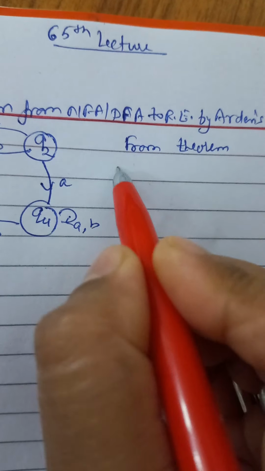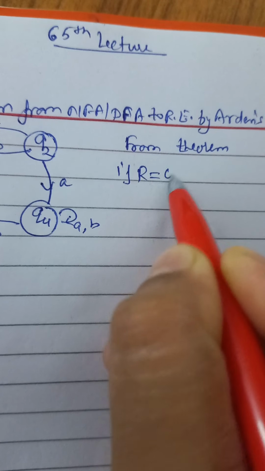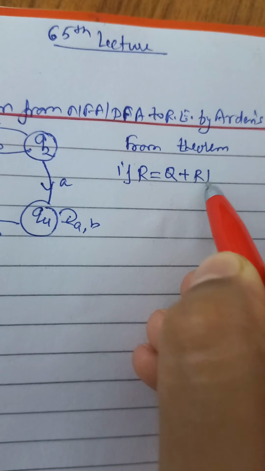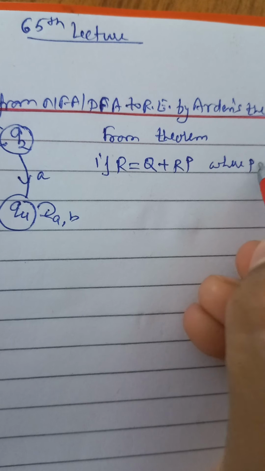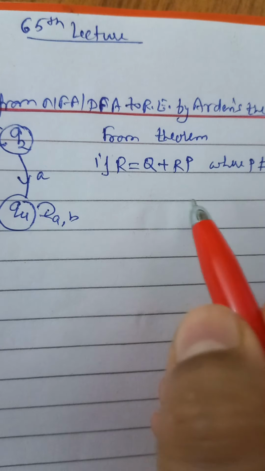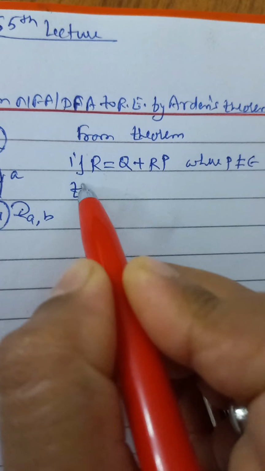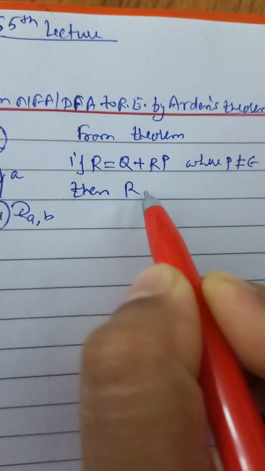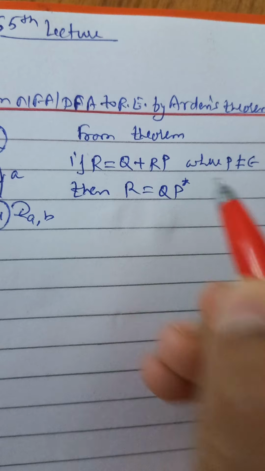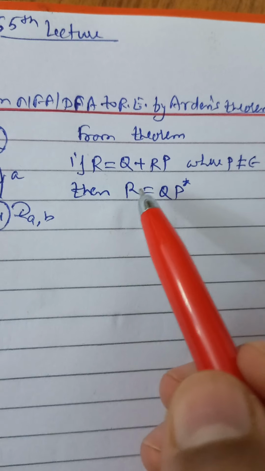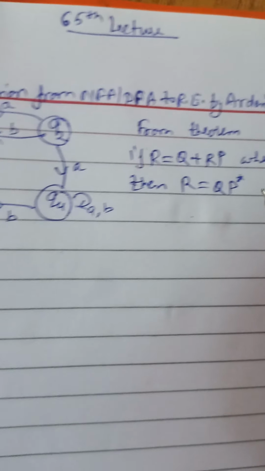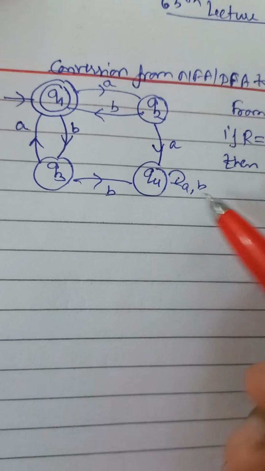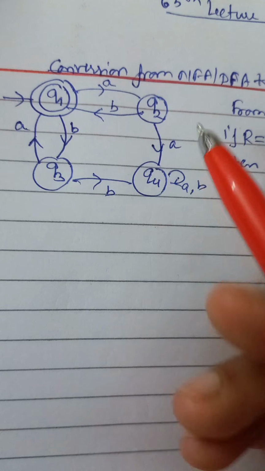What we have: if R is equal to Q plus RP, where P is not epsilon, then R is equal to QP star. This is Arden's theorem. If R is equal to Q plus RP, where P is not epsilon, then R is equal to QP star. Suppose we have this machine, so how are we going to convert it into the regular expression?